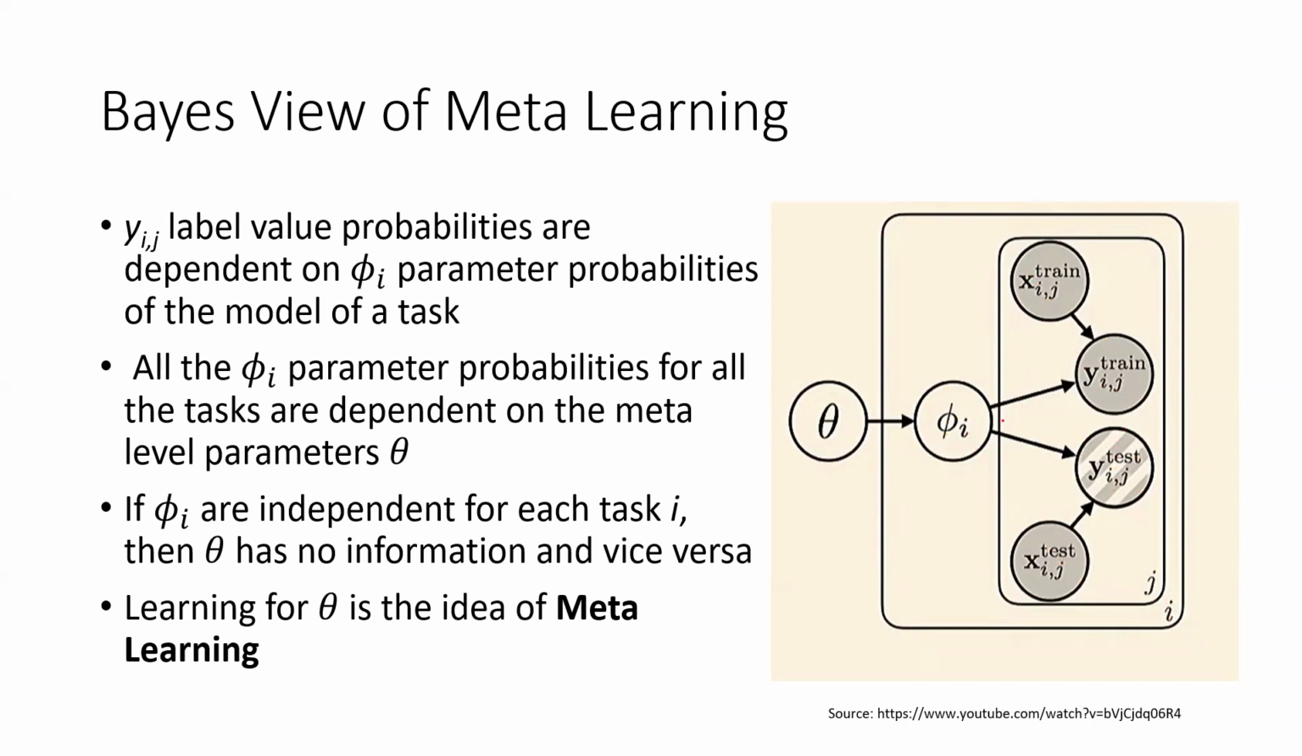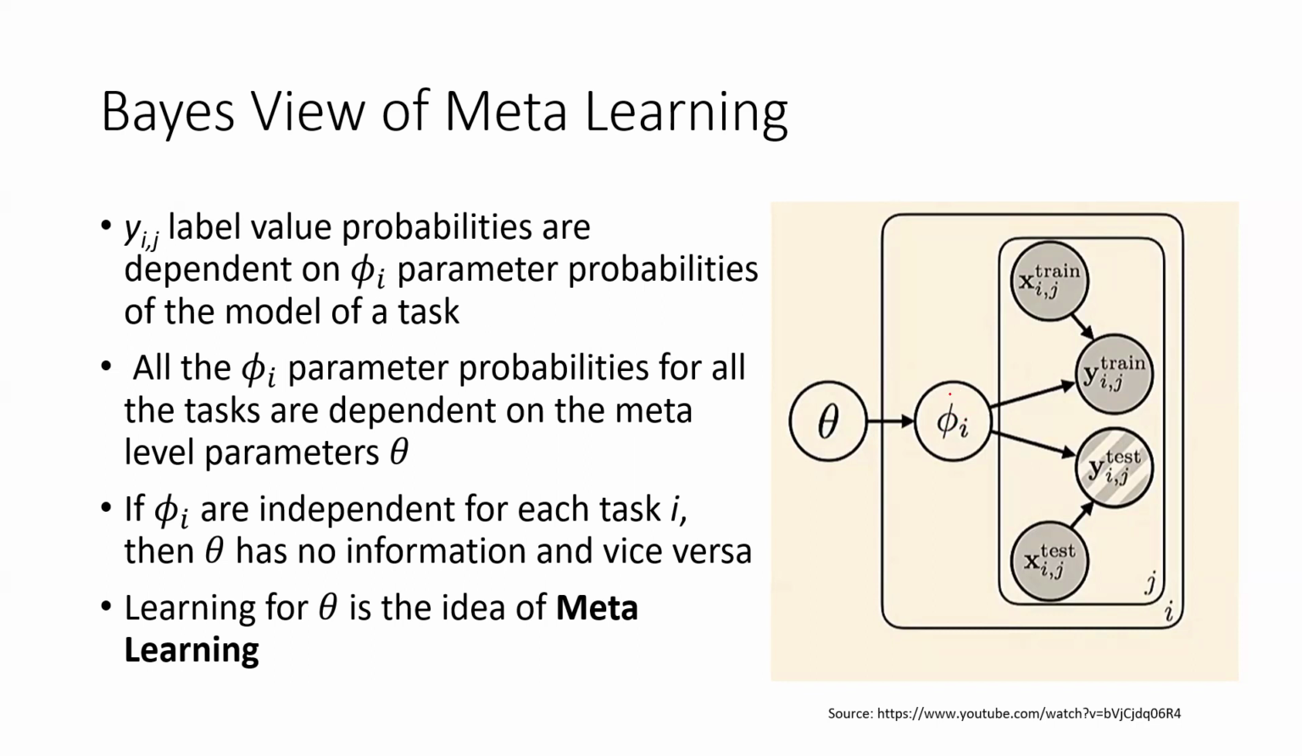So these random variables have some dependence, right? This x y train ij is dependent on this x ij train. This y ij train is dependent on x ij test. So this y ij test is dependent on x ij test, right? So both this y train ij and y test ij are dependent on phi i. Phi i is dependent on theta, right?